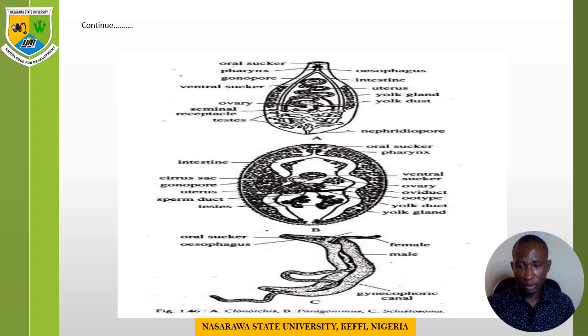And then we have the schistosome. Schistosome is kind of filamentous in shape. We can see that it has oral sucker, esophagus, and then female and male organs located in the same body. These are some of the examples of organisms under this class.